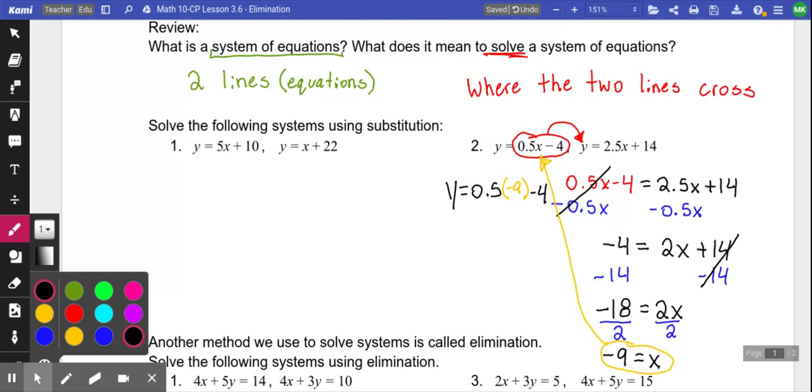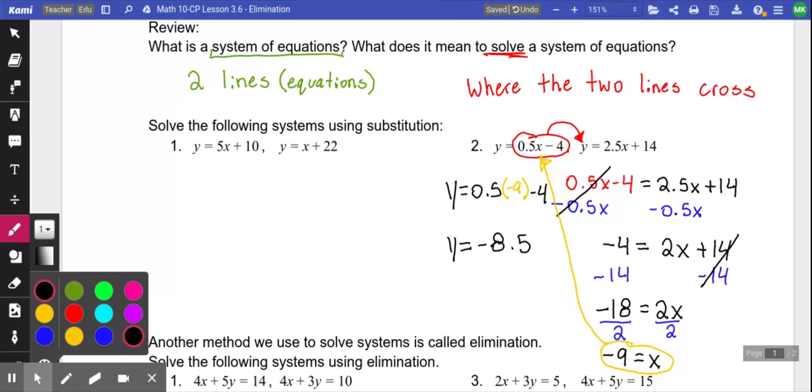I kind of squished it over there. I apologize. This, you just calculate. So in your little calculator, you're going 0.5 times negative 9, which would be negative 4.5. And then subtract 4. So negative 4.5 minus 4, we should have got y equals negative 8.5.